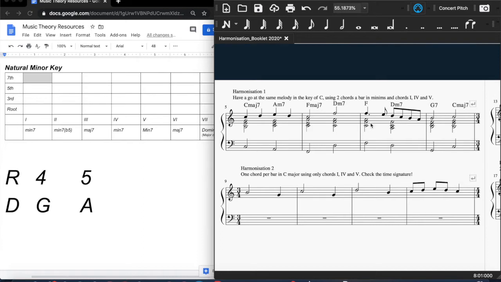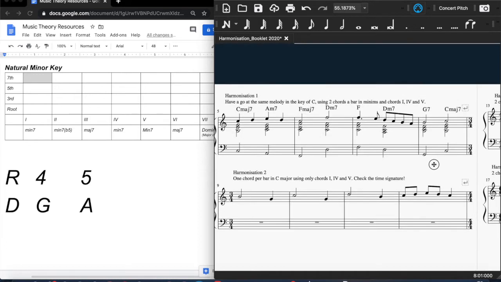We could, but this would be going outside the key, because a fourth away from an F is a B flat, which is out of the key. But if you wanted to sound uber cool, you could try that. It would be a way of getting outside the key a little bit, and it would sound quite modern and different at that point in time. But we could do it on these C major chords.